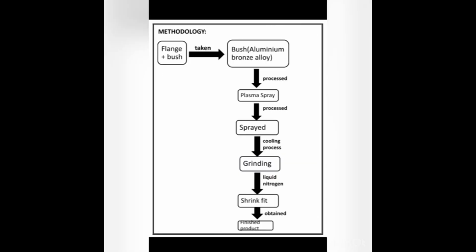Using the plasma spray technique, here we carry out our project. A flange and a bush is taken. The bush made of aluminium bronze alloy is then processed for the plasma spray. Here in the spraying technique, the bush is sprayed in the inner and outer diameter and then let for cooling. The cooled bush is then allowed for grinding to get a shiny finish. This shiny finished bush is then processed for the shrink fit method. Here we use liquid nitrogen to fit the bush into the flange and then we obtain the finished product.